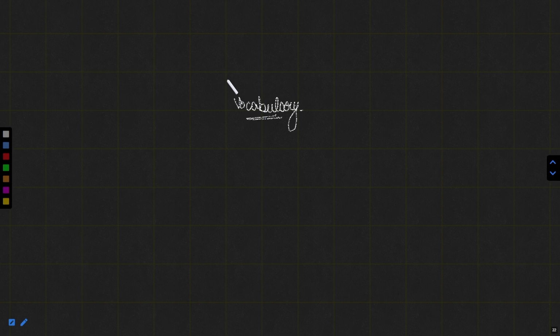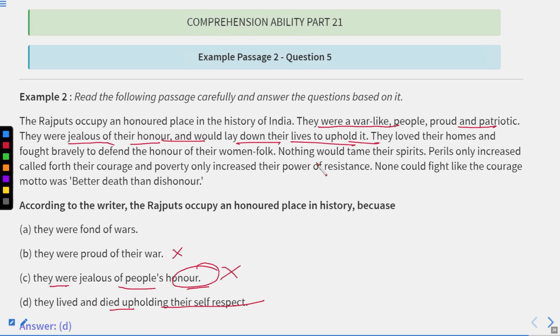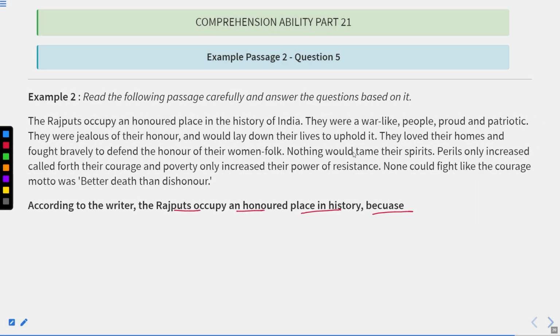Now, sometimes it happens, for example, if I see this passage only. Okay, now let us see this passage. Here it is written, perils only increased, called forth their courage, and poverty only increased their power of resistance. The words which are given to you here may be ones you don't know the meaning of. Still, you can analyze the meaning of these words or this line from the context of the passage.